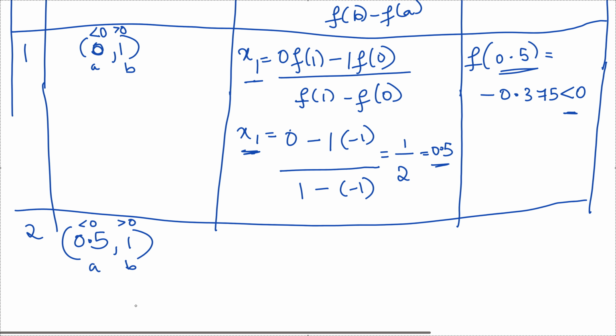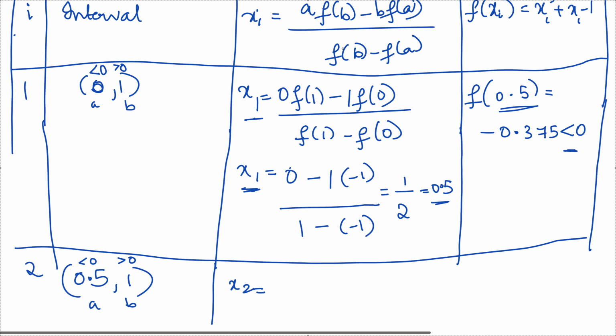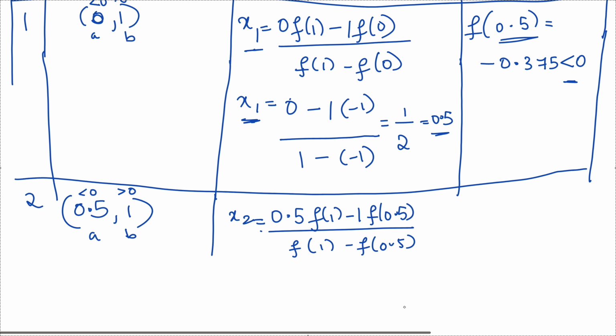Now let us substitute the values and find out x2. Now x2 is equal to the same, A into f of B. A is 0.5, right? So 0.5 into f of 1 minus 1 into f of 0.5, divided by f of 1 minus f of 0.5. So what answer are we getting? We are getting 0.636. Now what is f of 0.636? It is nothing but minus 0.107, which is again less than 0.